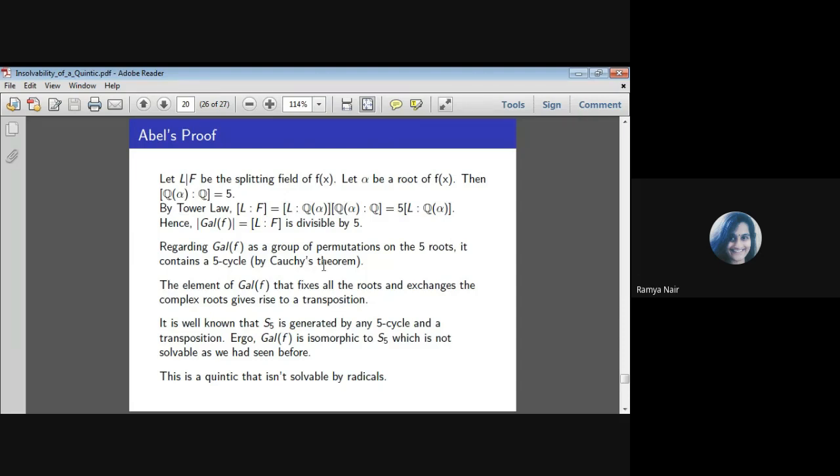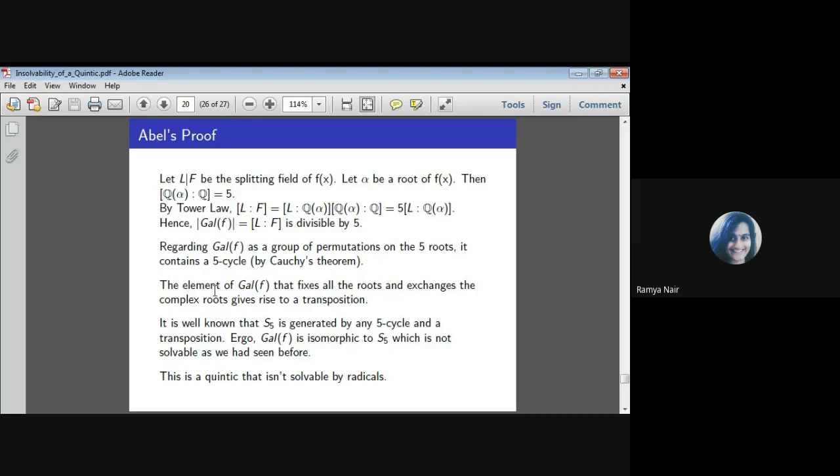So by that result, you have that the Galois group of F contains an element of order 5. Now we also have that homomorphism that we discussed before, where you were sending elements of the Galois group to Sn. Here in this case, it is 5 roots, so S5. Cauchy's theorem says that the Galois group of F contains a 5 cycle. A 5 cycle is an order 5 permutation in S5. Okay, so that is one thing.